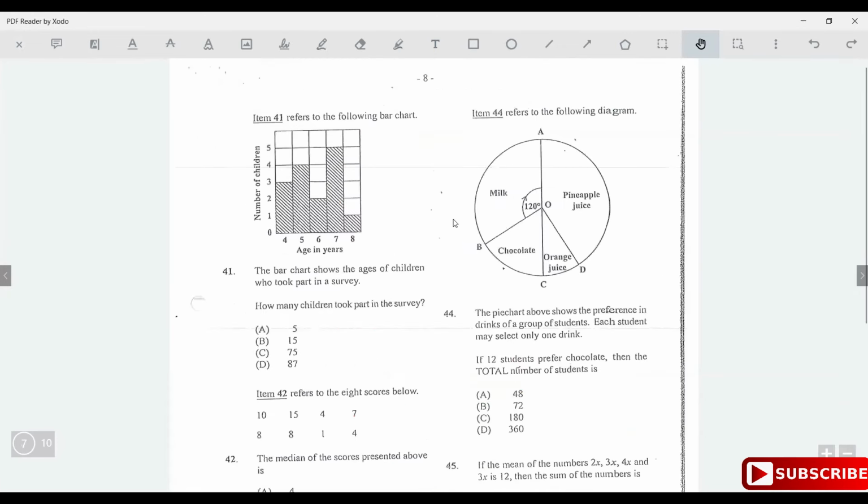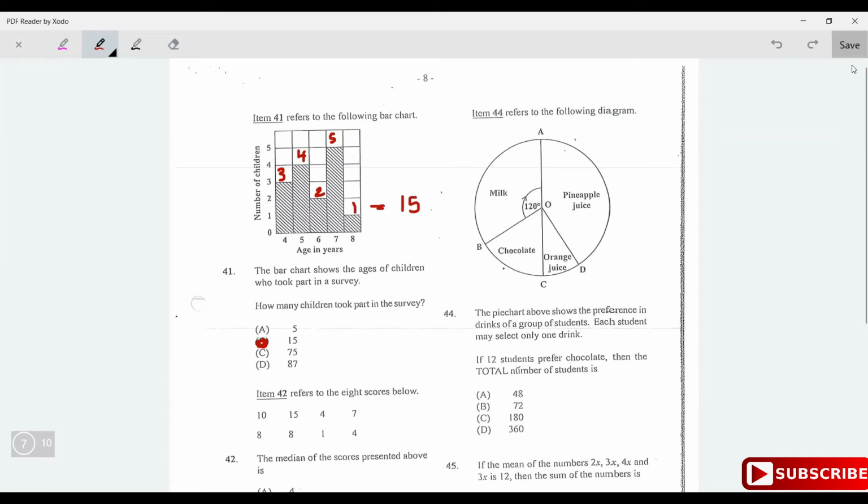All right, so we get to statistics now. It says the bar chart shows the ages of children who took part in a survey. As you can see from right here, number of children is 3. Number of children here is 4. Number of children here is 2. Number of children here is 5. Number of children here is 1. If you add all of these, 3 plus 4 is 7, plus 2 is 9, plus 5 is 14, plus 1 is 15. How many children took part in the survey? 15. You add up all these numbers. So there are 15 children in the survey.